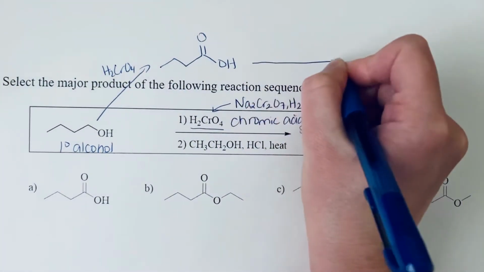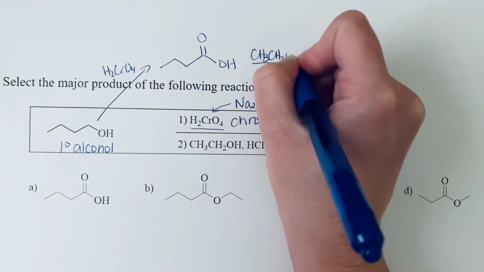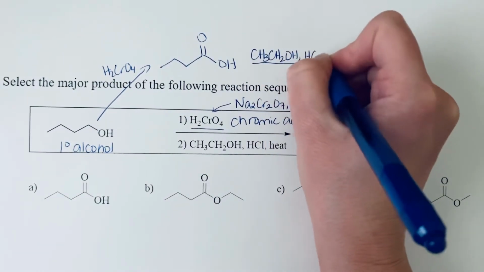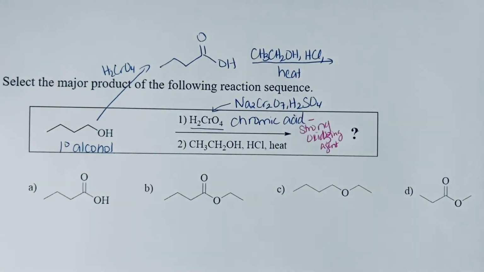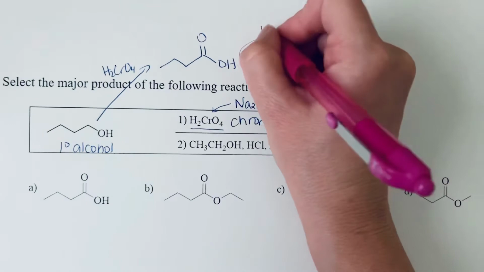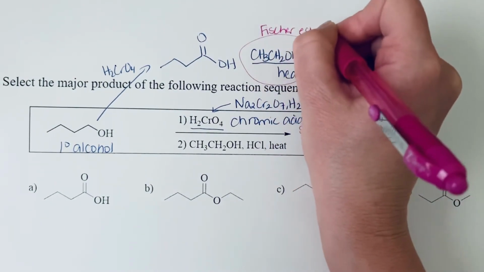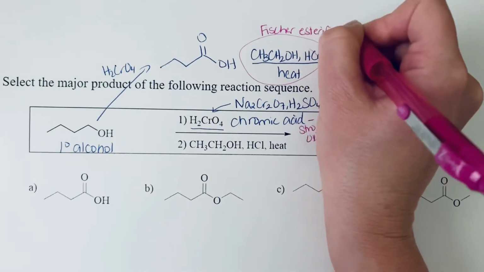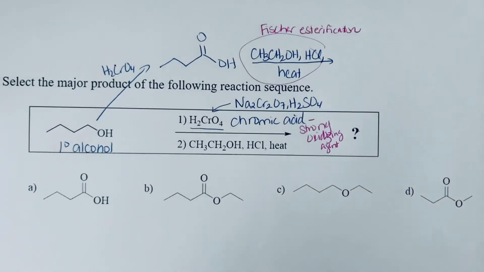And then what you're doing is you are treating this with an alcohol, an acid, and you're heating it up. These are the conditions for a Fischer esterification. Okay, so there is another video that shows you the whole mechanism for a Fischer esterification. It is a long mechanism. All of your acid catalyzed mechanisms are really long.